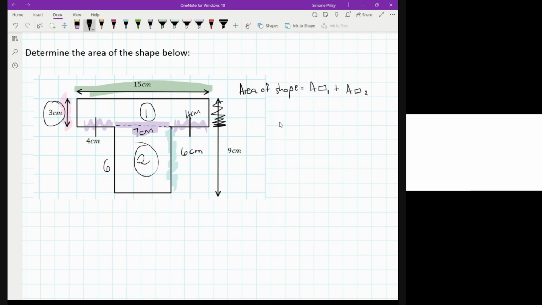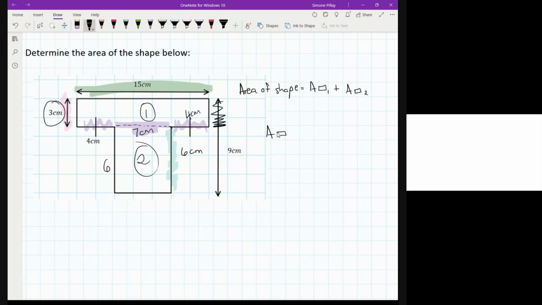What next? So now I want to calculate the area of the first rectangle. So I'm going to say area is equal to length times breadth. Okay, so I'm starting a new calculation now.